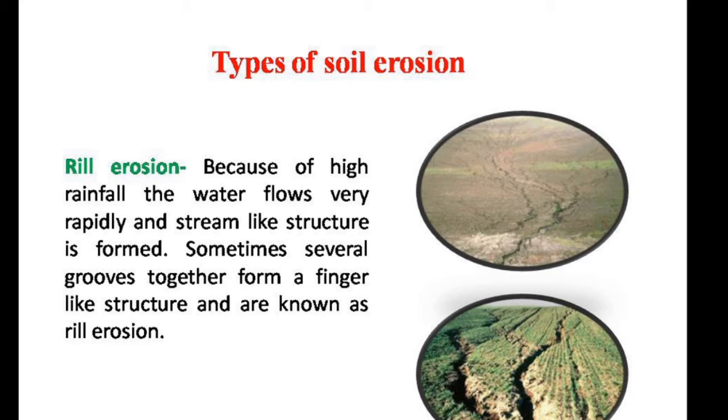It is simply the formation of rills or channels or grooves in the field due to running water, and that running water flows through these different grooves or finger-like structures towards the same slope in the field, and it becomes rill erosion.